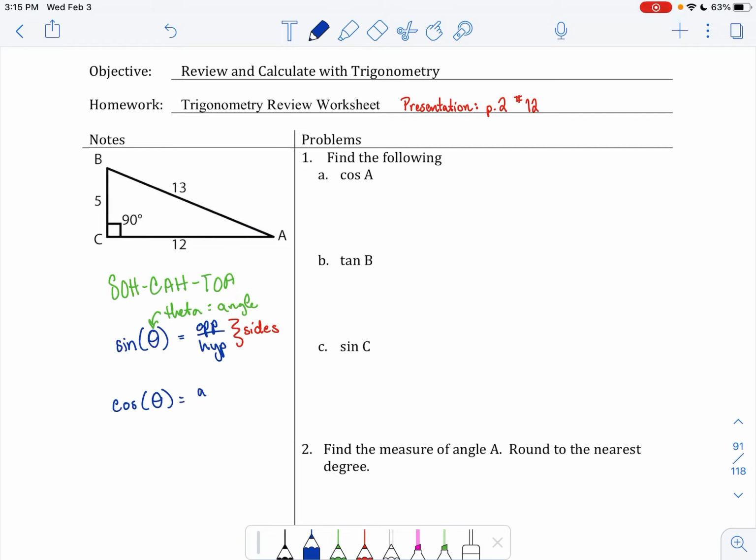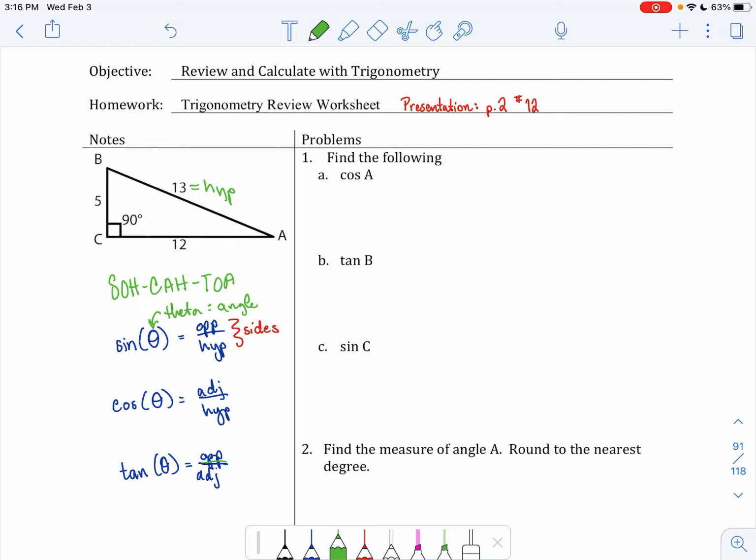Cosine is adjacent, meaning the next to side, over the hypotenuse. Or, tangent of theta, which is opposite over adjacent. Now the opposite and the adjacent side will change. The hypotenuse is always this long side opposite from the right angle.